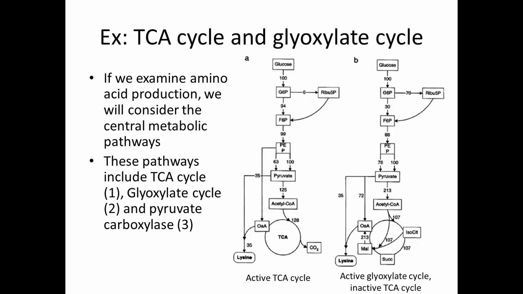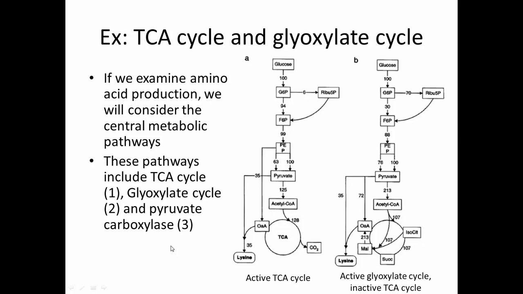Let's use the example of the glyoxylate cycle, the TCA cycle and the glyoxylate cycle. So if we examine amino acid production, this all tends to come off the central metabolic pathways. So the TCA cycle is probably going to be involved. Potentially also the glyoxylate cycle could be involved. The glyoxylate cycle is basically a shorter version of the TCA cycle. It's used to assimilate acetate and such. And it uses a lot of the same enzymes that the TCA cycle does, but it actually goes through an intermediate that's called, oddly enough, glyoxylate.